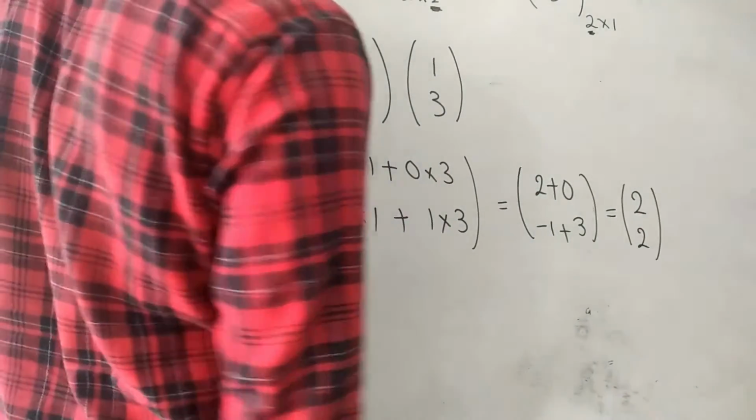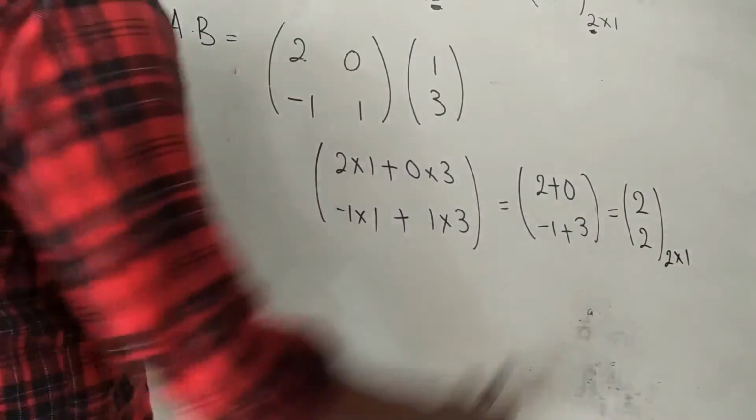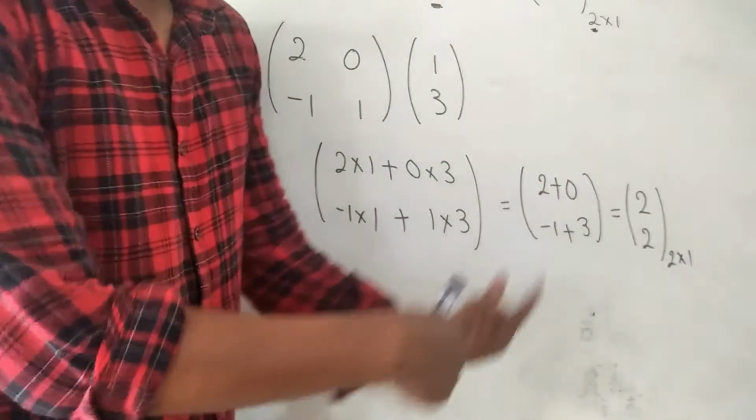And the order of the matrix is going to be a 2 by 1 matrix. You have 2 rows and 1 column. So this is how you do these kinds of problems.